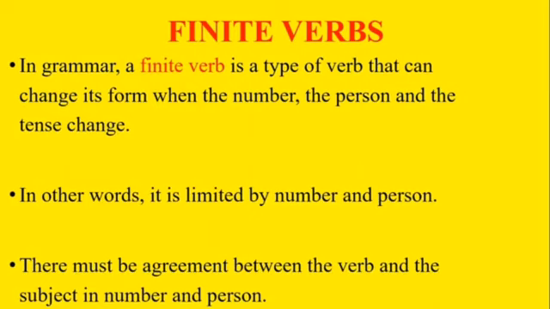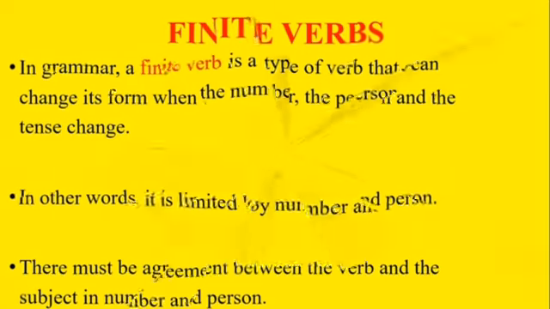This we call a finite verb when it agrees with the subject in terms of number and person. And it can change. You can change it from present tense to past tense. So any verb that you can change from present tense to past tense, past participle, and it changes with the subject, that is a finite verb.